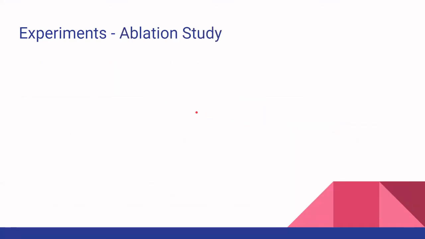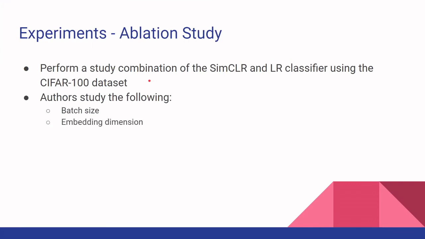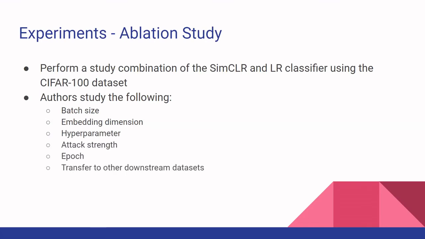So next, in order to further verify the results, they did an ablation study where they use the SimCLR framework with their adversarial examples with the logistic regression classifier, and they use the CIFAR100 dataset. So they studied the following parameters: the batch size, the embedding dimension size, the hyperparameter value, the attack strength, along with the epoch count, and transferring their method to other datasets, and the attack methods.